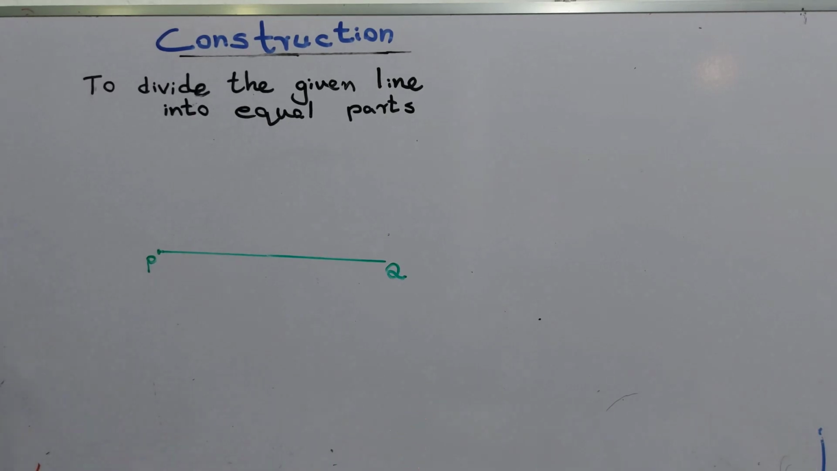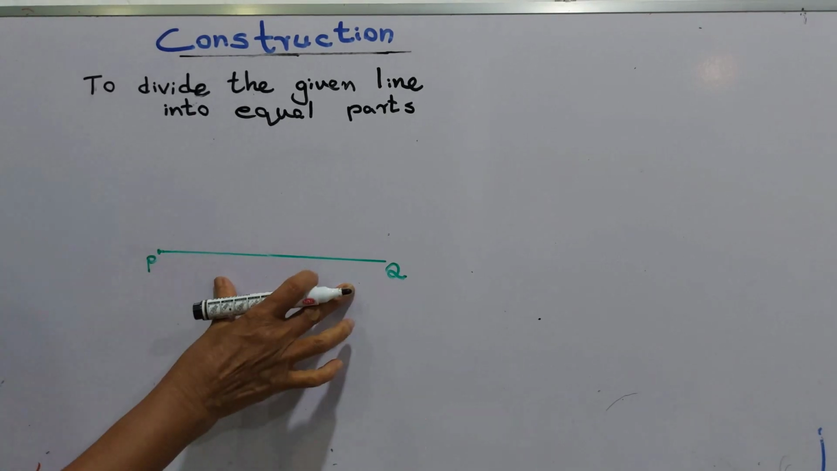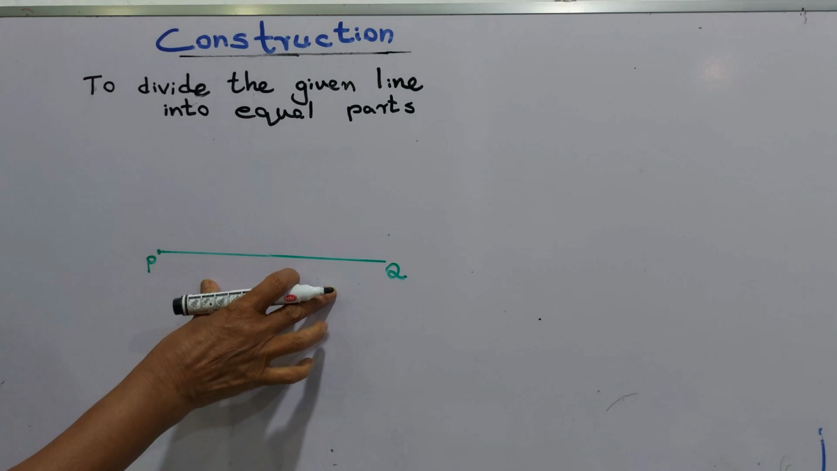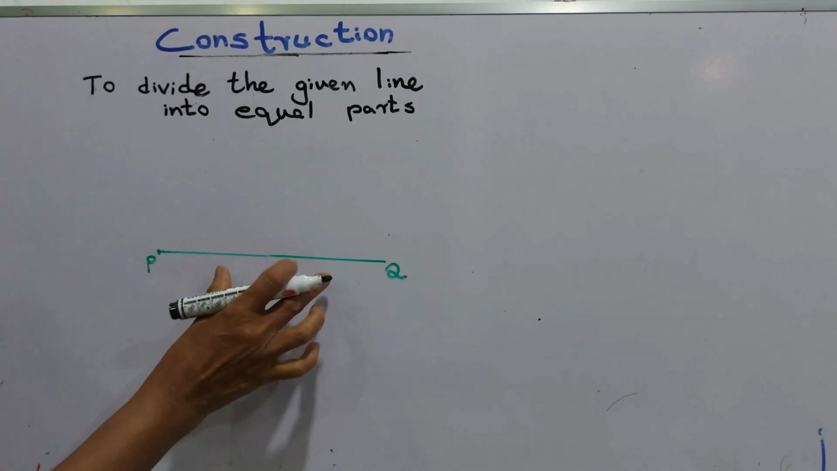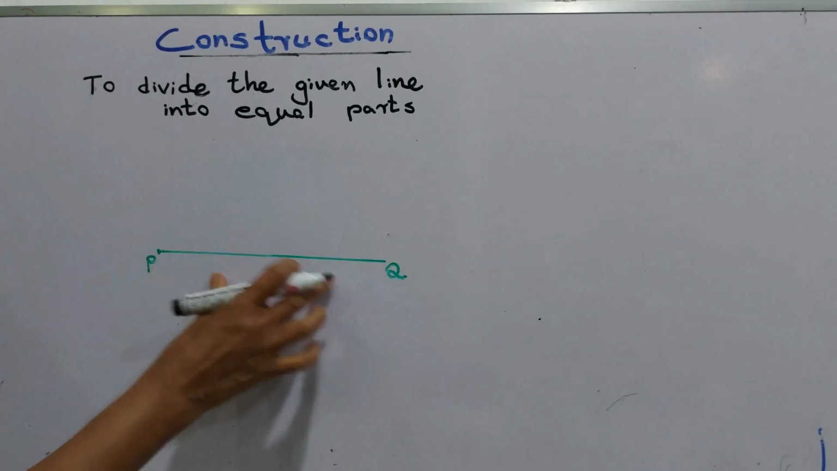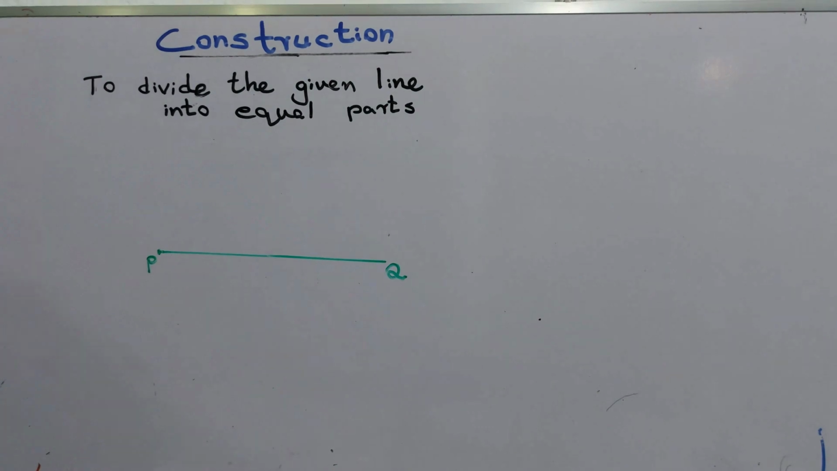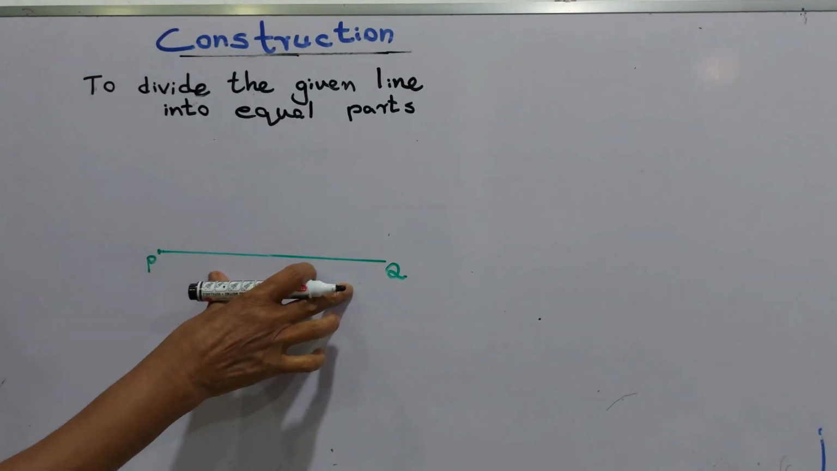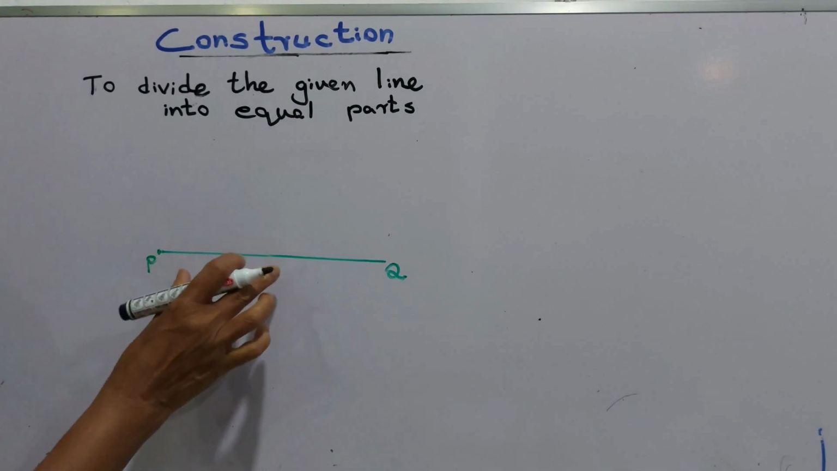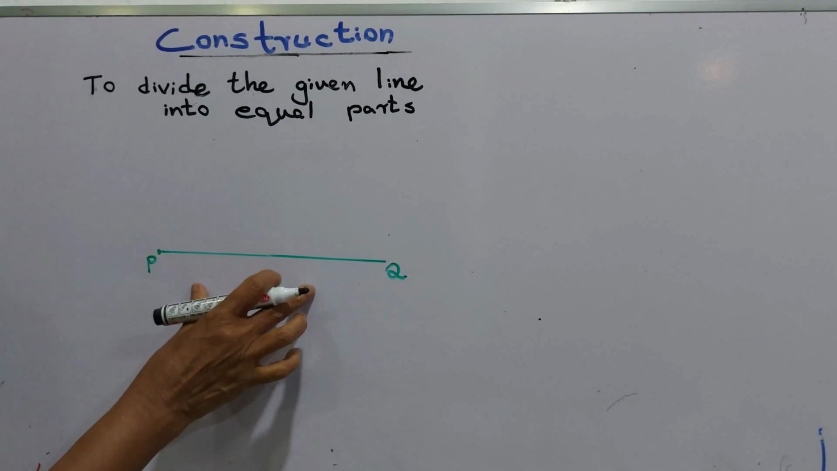We are going to divide this PQ straight line into equal parts. That's the first step. This is the PQ straight line. Now we are going to divide this into equal parts.